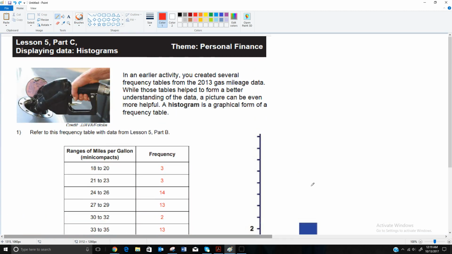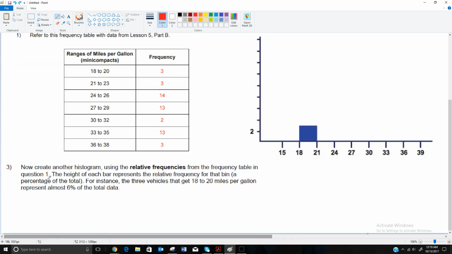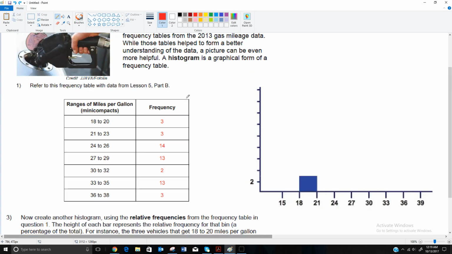So the next thing that the lesson asks us to do is to create another histogram using the relative frequencies from the frequency table. If you recall from the last lesson, we had another column here that was titled relative frequency. So let me fill that in. I'll start to fill it in and then pause and do the rest of it. So we had a column here that was called relative frequency.